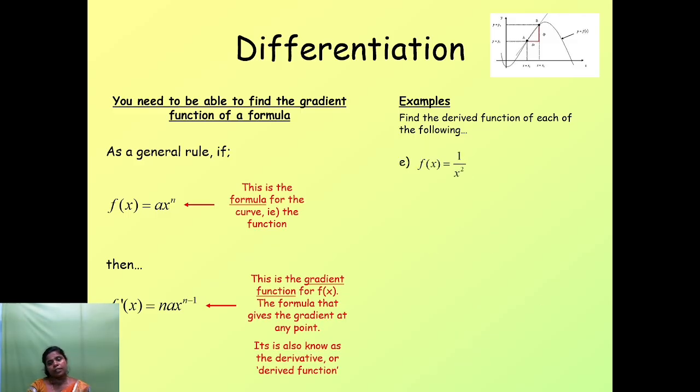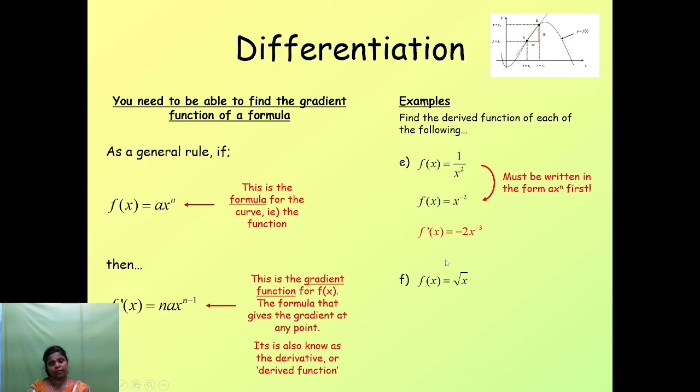Next one. f of x is equal to 1 by x square. 1 by x square can be written as x power minus 2. Now our power n equal to minus 2. So f dash of x is minus 2 into x power minus 2 minus 1. So you get minus 2 x power minus 3.